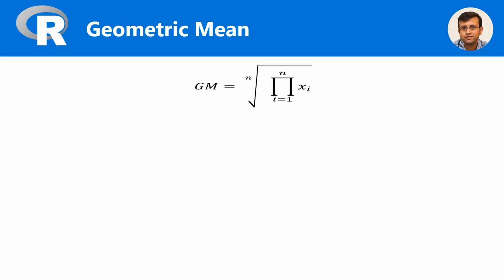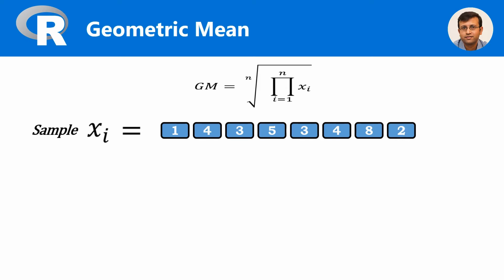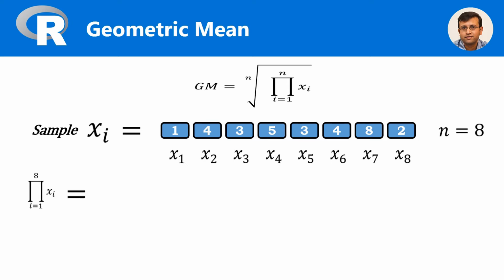Let us look at a simple example. Here we have sample x with the following elements. Each element is represented as x1, x2 till x8. Here the sample size is 8, that is, in this case n is 8, which is the number of elements in the sample.